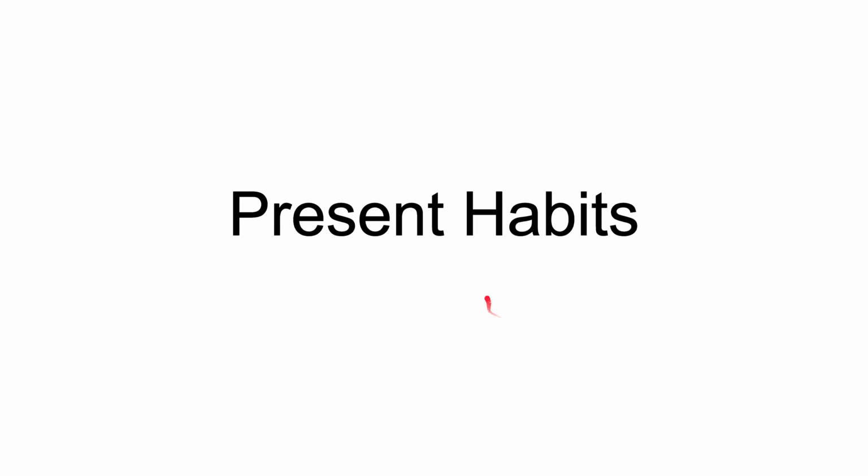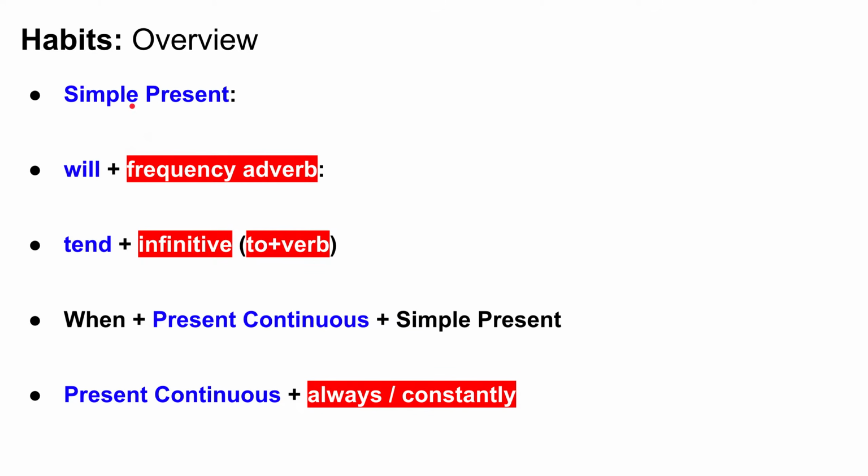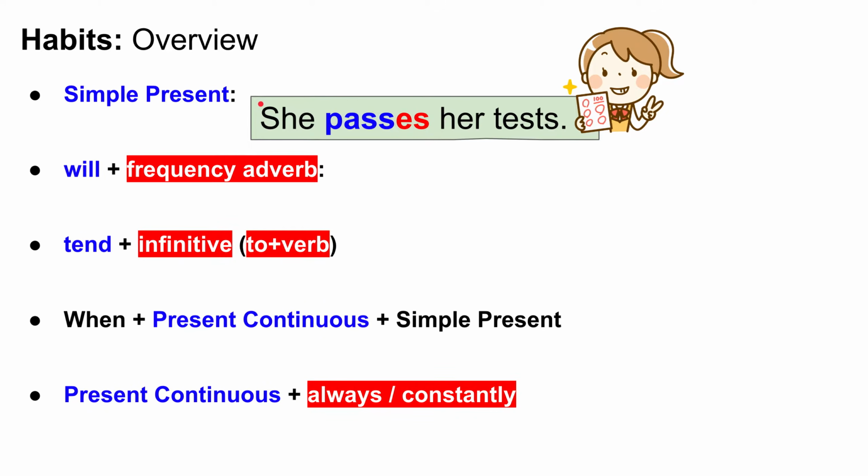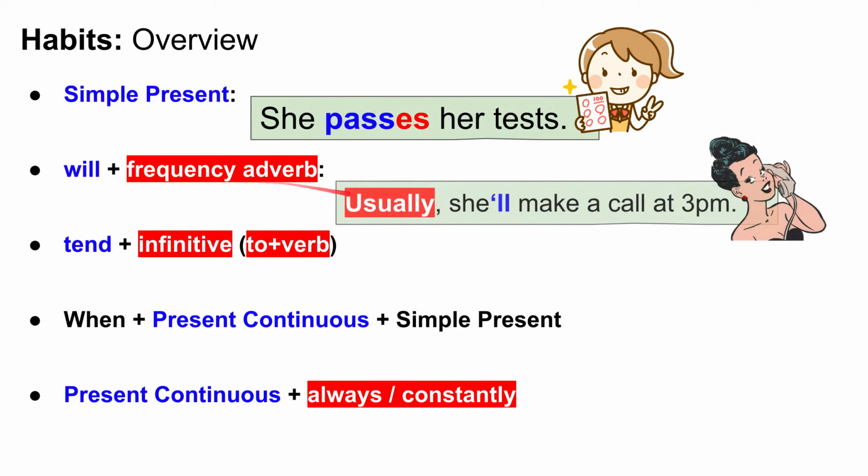Okay, we're going to be looking at present habits, and we're going to look at 5 grammar structures that we can use to express a present habit. So for example, we're going to look at the simple present, such as she passes her tests. We will look at will plus a frequency adverb. Usually, she'll make a call at 3 p.m.